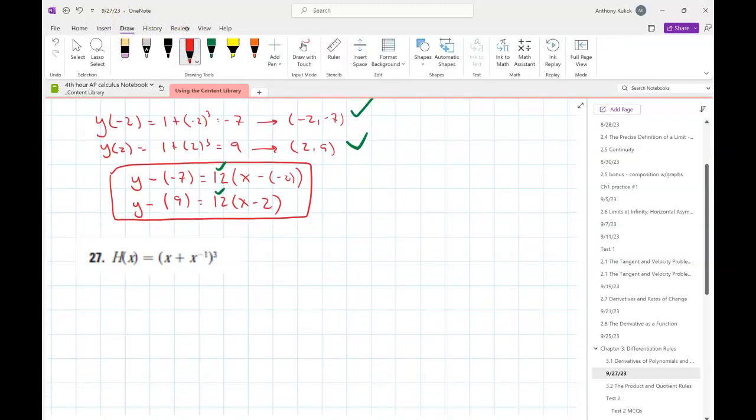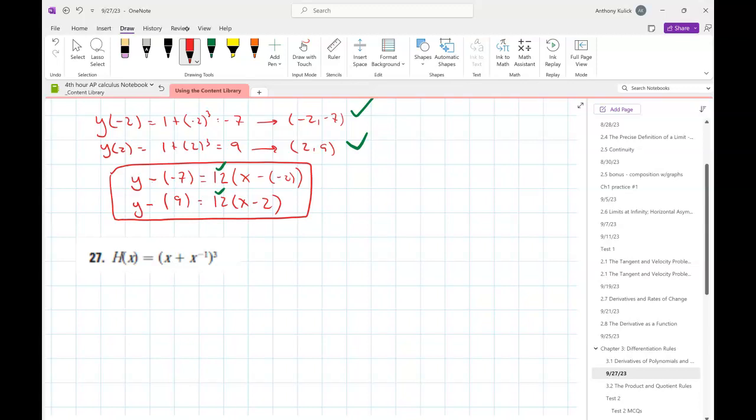All right, so here we have h of x equals x plus x to the negative 1, quantity cubed. So you should look at this and recognize that what you have here is not something that's in the form of a power rule. What you have is a composition of two power rules, right? I could take the derivative of x plus x to the negative 1, that's fine. And I could take the derivative of x to the third, but I can't, at least the way this is currently written, take the derivative of x plus x to the negative 1 quantity cubed.